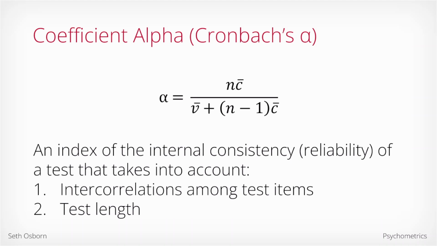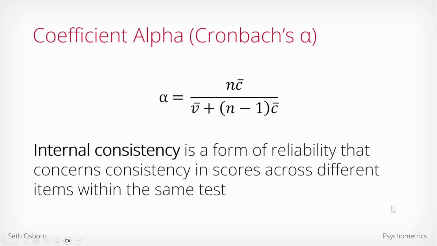If it's not clear why test length would be linked to reliability, go check out the other videos in this psychometrics playlist, especially the one on introduction to reliability and the principle of aggregation. It's called something like that. I don't know. Okay, so that's the idea. It's getting at internal consistency, a form of reliability concerning how consistent scores are across different items in the same test.